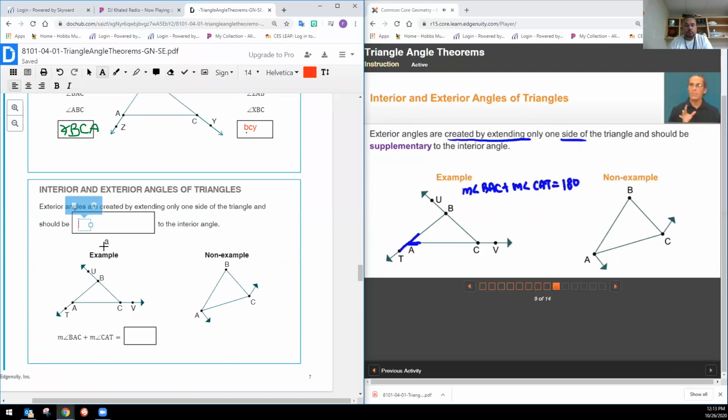In my non-example, though, what do I notice? Well, I notice that I don't have exterior angles. Why? Well, it's because these two angles that we have are not supplementary.